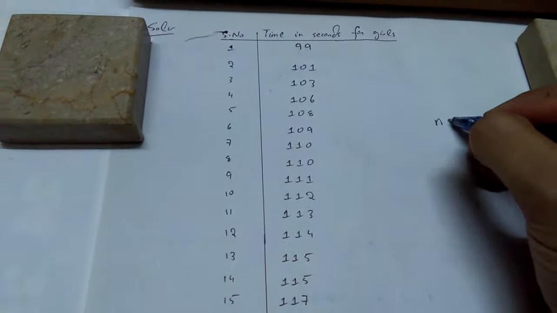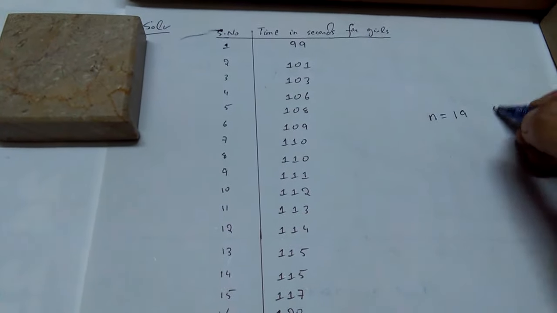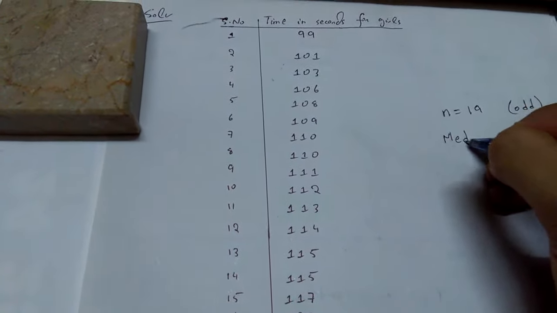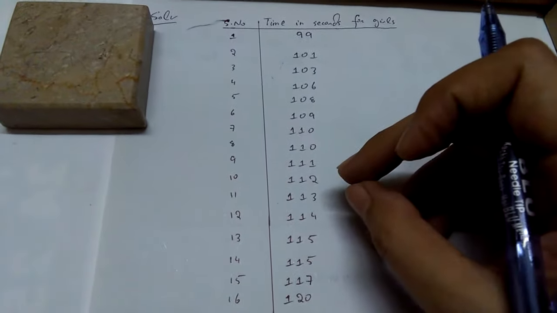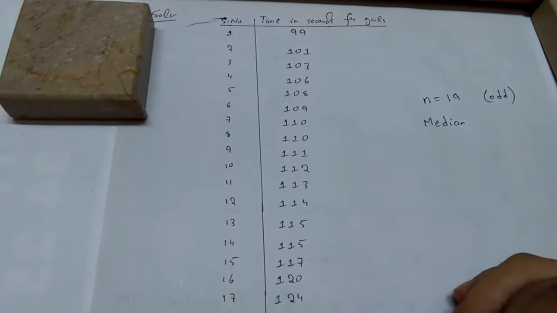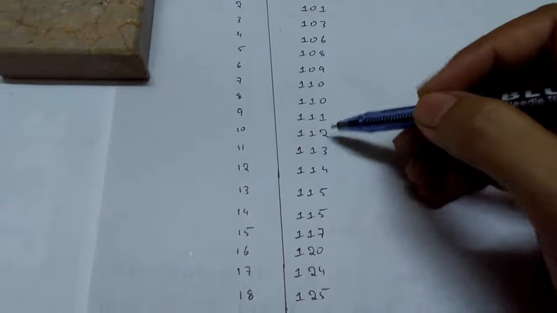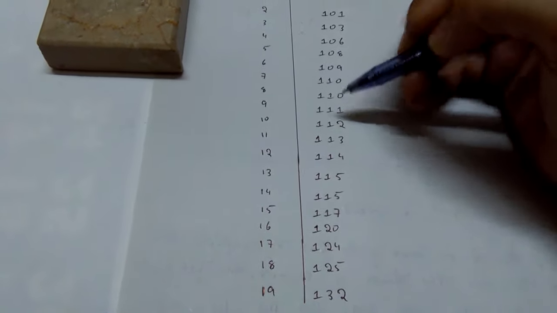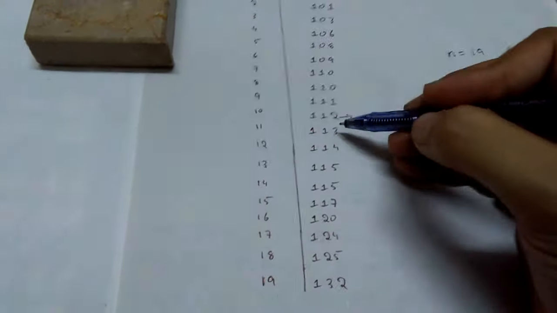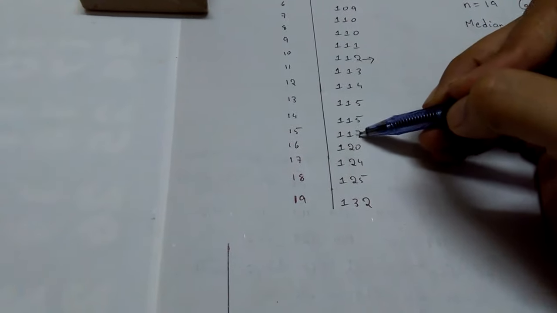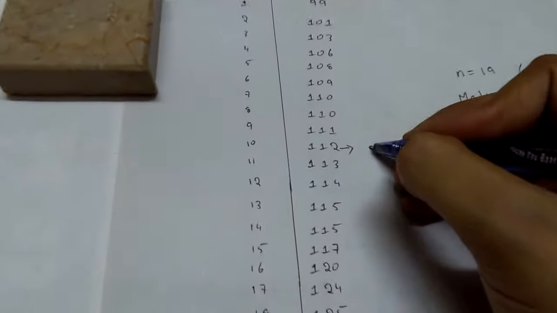Here you can see that the value of n is 19. This is an odd number. We have to find the median, which is the value present exactly at the middle position of this set of data. With 19 values, we should have 9 values at both sides, and the middle value should be somewhere here. So 1 2 3 4 5 6 7 8 9. This value is the median value. Below this median value I also have 9 values: 1 2 3 4 5 6 7 8 9. This is the median value.